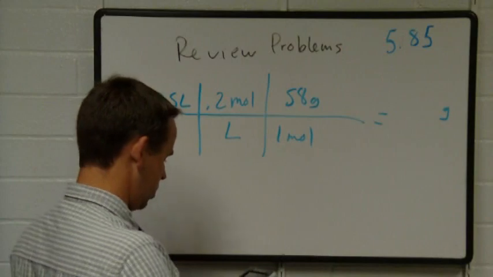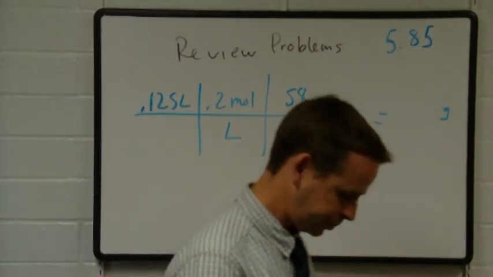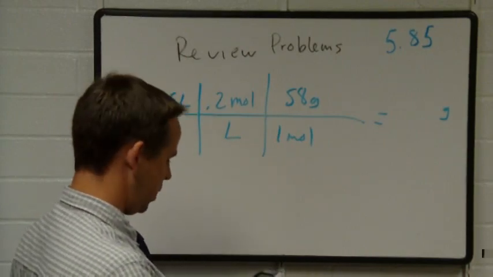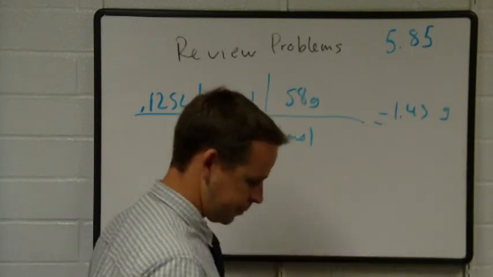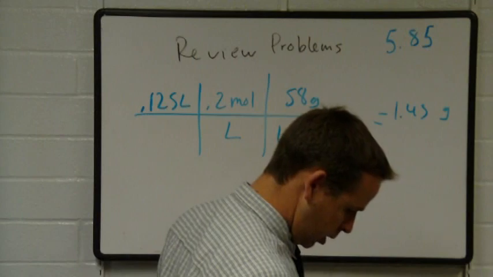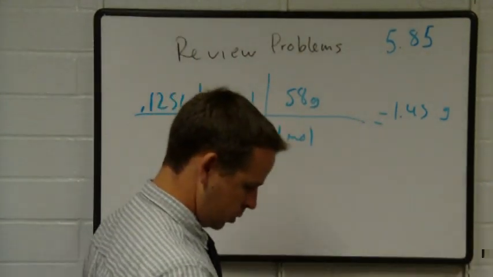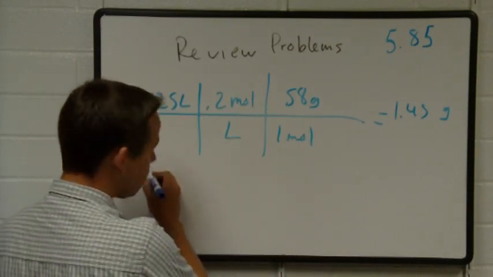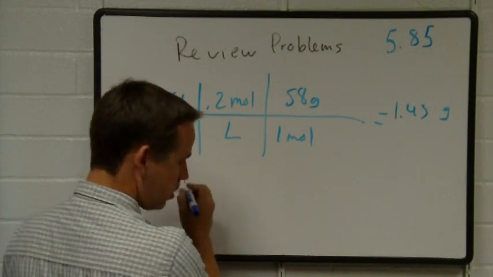So that is 0.125 times 0.2 times 58. 1.45 grams. Okay? The next one, 250 milliliters, 0.250 liters.